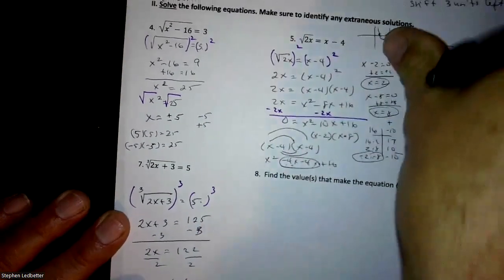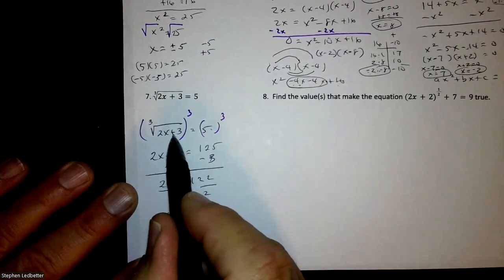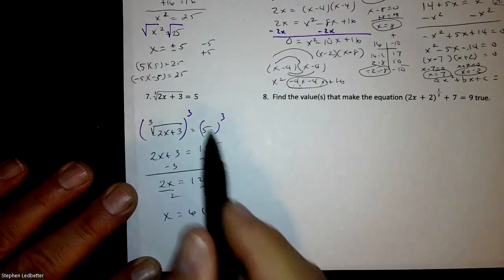There's my answer. Now, how do I know it's right? I could put 61 in here, multiply by 2, add 3, and find the cube root of it. It should be 5.